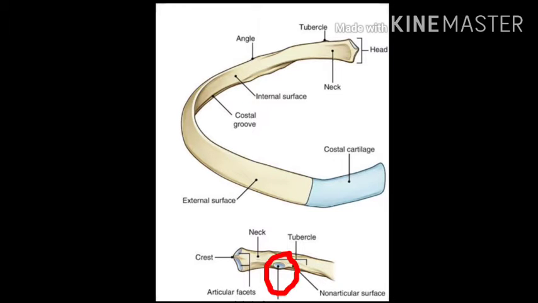There is also a facet near the tubercle which is meant for articulation with the transverse process of the associated vertebra. The superior margin of the rib is smooth and rounded, whereas the inferior margin is sharp. There is a gentle twist at the angle where the rib turns toward the forward direction. The inferior margin of the internal surface is marked by a distinct costal groove.